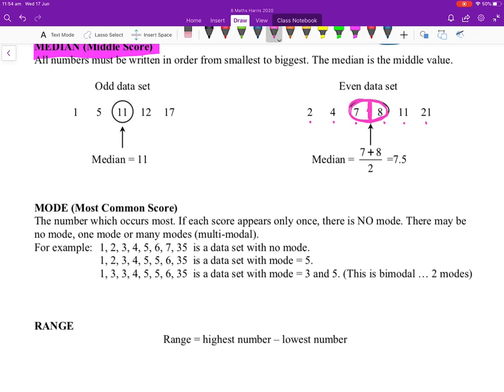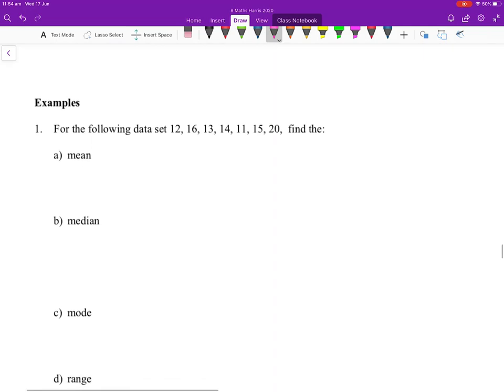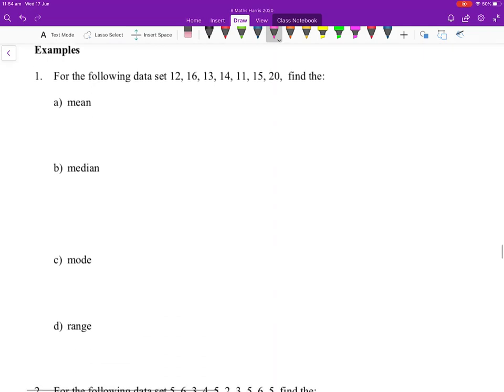And the range is the biggest number minus the smallest number. So let's try some examples. Here's our first example. For the following data set, we've got to find the mean. The mean is the average. To find the average, I need to figure out what 12 plus 16 plus 13 plus 14 plus 11 plus 15 plus 20 is. And then I'm going to divide by 1, 2, 3, 4, 5, 6, 7 because there are 7 numbers.